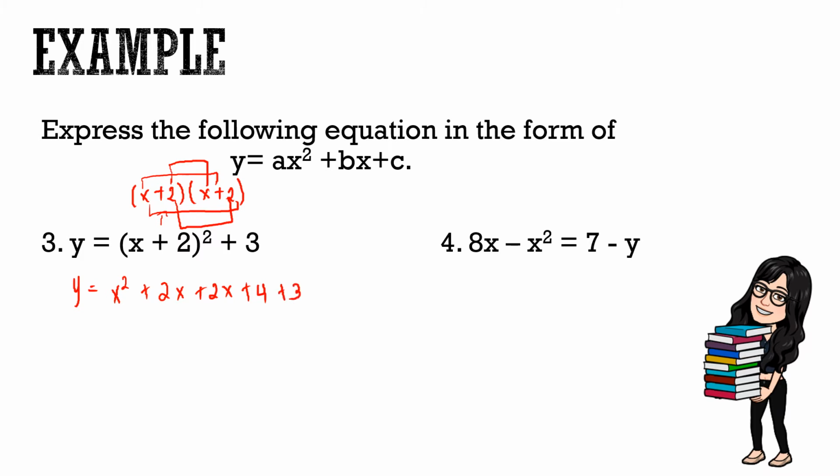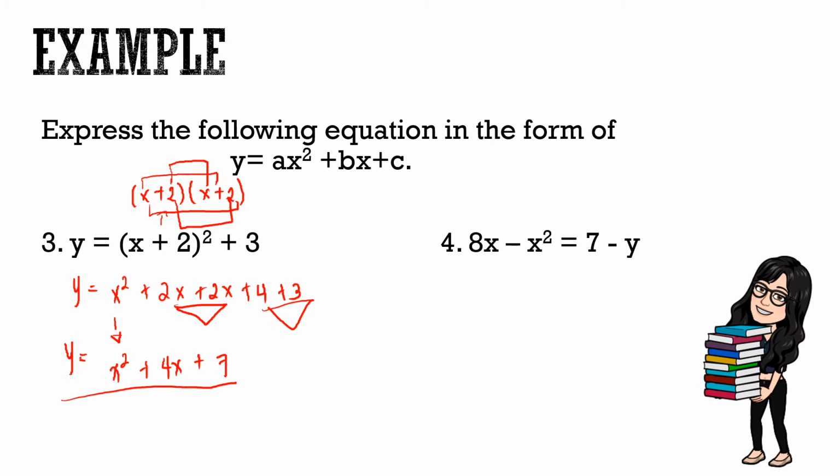Now, let's combine similar terms. Similar terms in this case are 2x plus 2x and 4 plus 3. Therefore, y is equal to, bring down positive x squared, then add the similar terms. So 2x plus 2x is equal to 4x, and 4 plus 3 is equal to 7. Therefore, the equation now becomes y equals x squared plus 4x plus 7.